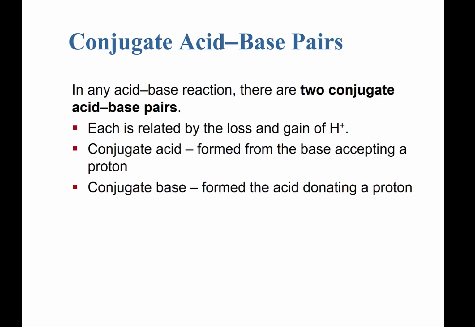Okay, when we look at what's on one side and what's on the other, those are called conjugate acid-base pairs. So in every reaction, you're going to have two conjugate acid-base pairs. And each one is related to the other by either the loss or the gain of an H+. The conjugate acid is formed from the base accepting a proton, and the conjugate base is formed from the acid donating a proton.